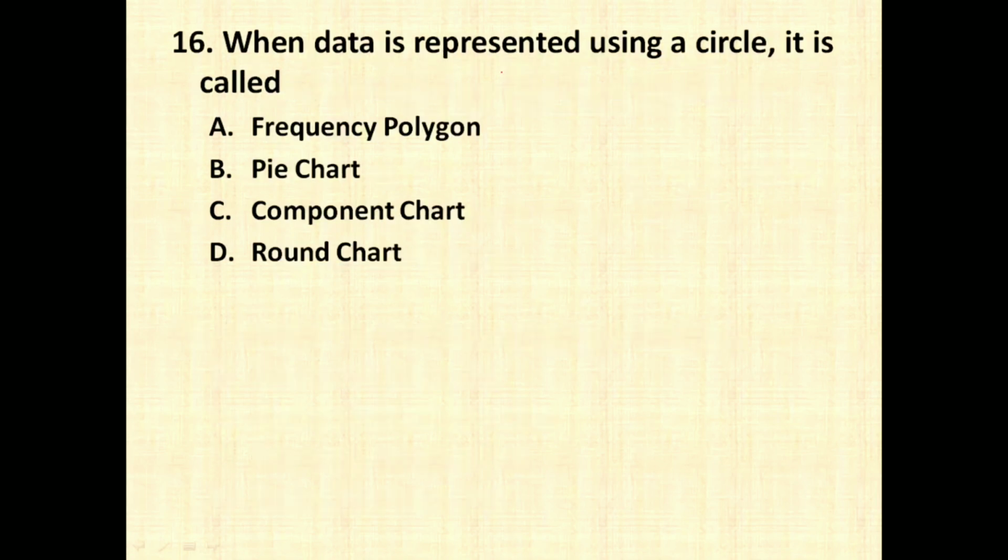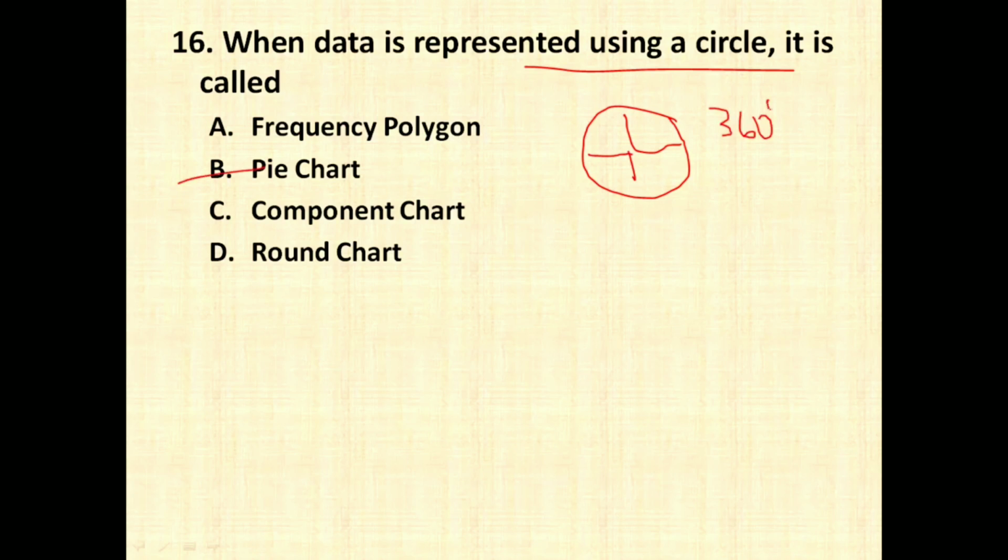When the data is represented using a circle, it is called as. So whenever you are using a circle to represent the data, it is called as a pie chart. Option number B is the right option. So the total degree in a pie chart will be 360 degree.